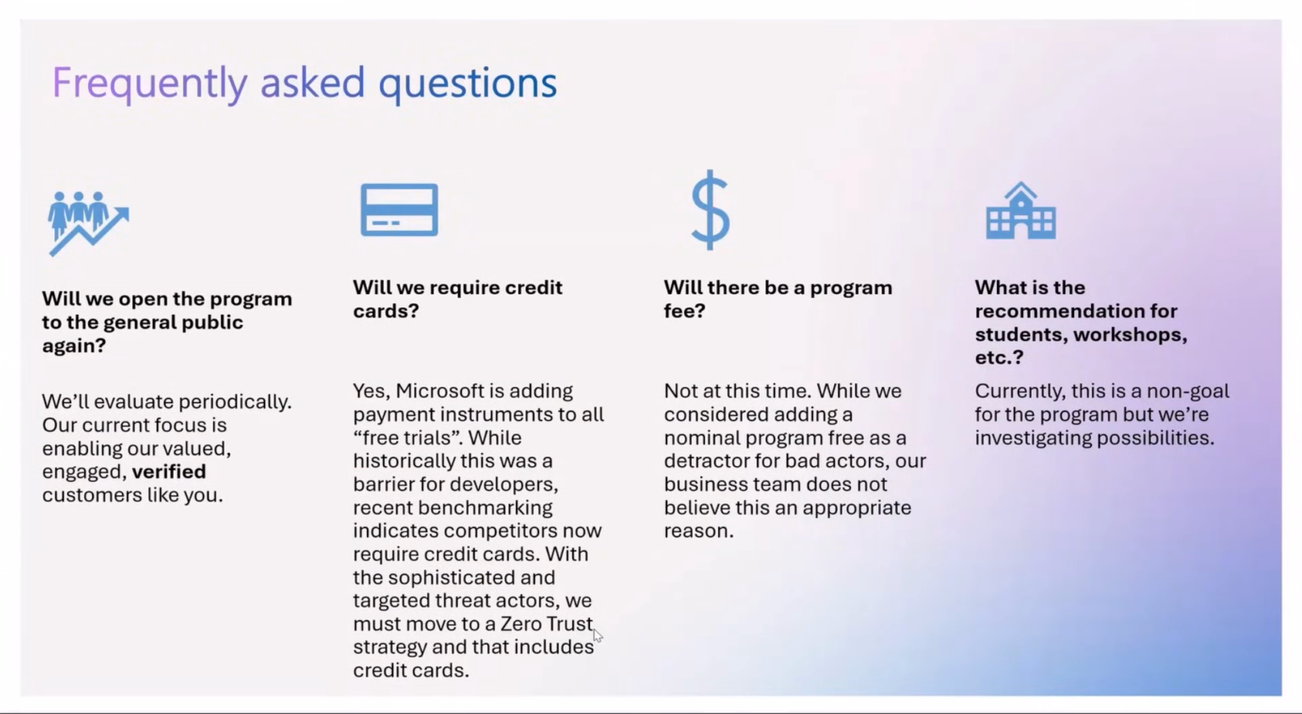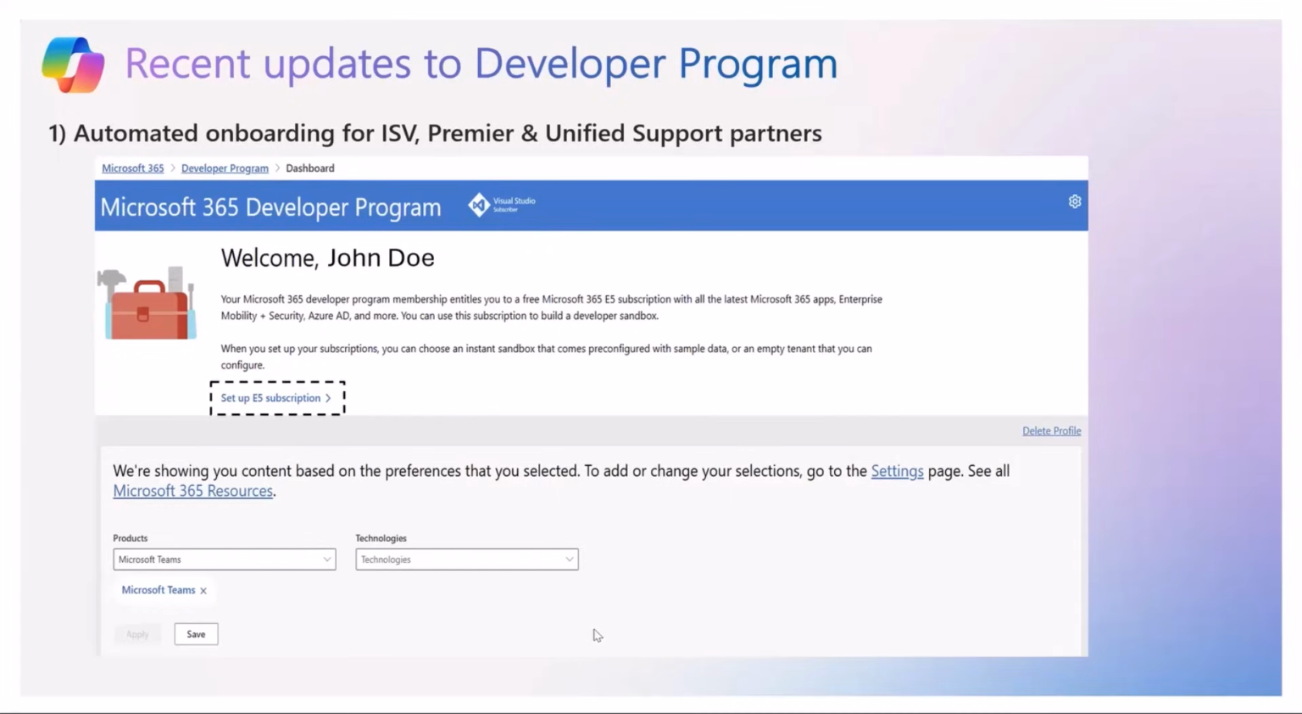Okay, moving on to some of the recent updates. This is where things get exciting. As I spoke about, the automated onboarding for ISV, Premier, and Unified partners. So earlier, what used to happen is that you had to reach out to us, and usually there was a turnaround time of approximately 3 business days, wherein we requested some details from you, validated that at our end, and then approved your request, and only then would you have been able to request a subscription.